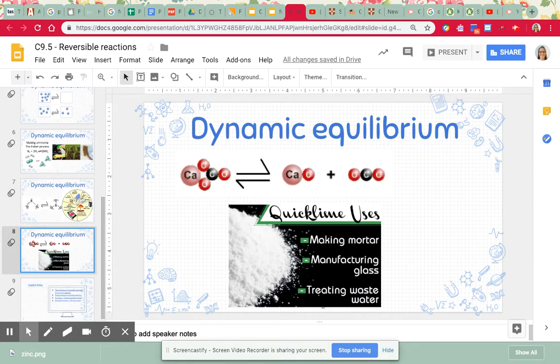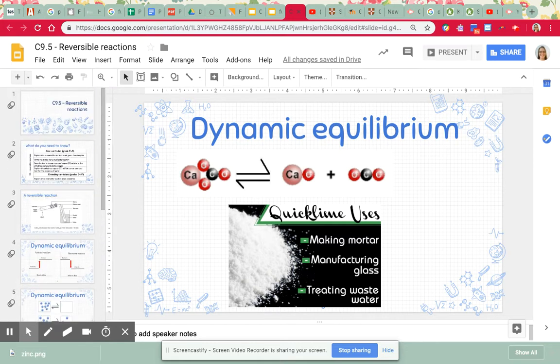And the third one is in the limestone cycle, which is when we thermally decompose calcium carbonate and we turn it into calcium oxide and carbon dioxide. The calcium oxide is called quicklime, and we want to make quicklime because it's basically the mortar that holds bricks together in the building industry. We use it in glass manufacturing, and we use it when we're treating wastewater and recycling that so that it can go back to the environment.